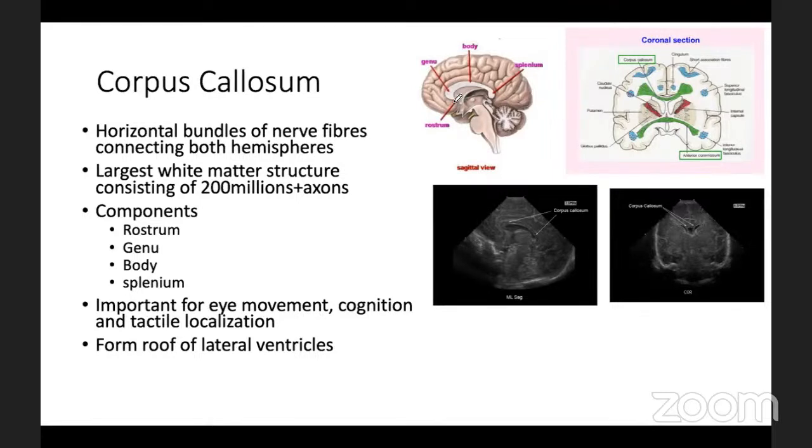its components are the rostrum, most anterior part, and then the genu, body, and then finally at the back is the splenium. And it is very important for eye movement, cognition, and tactile localization. If it is absent, then the person cannot recognize the right and the left. And it also forms the roof of the lateral ventricle. And on ultrasound in the sagittal plane, it looks like this. And in the coronal plane, you can see here on the top the corpus callosum.